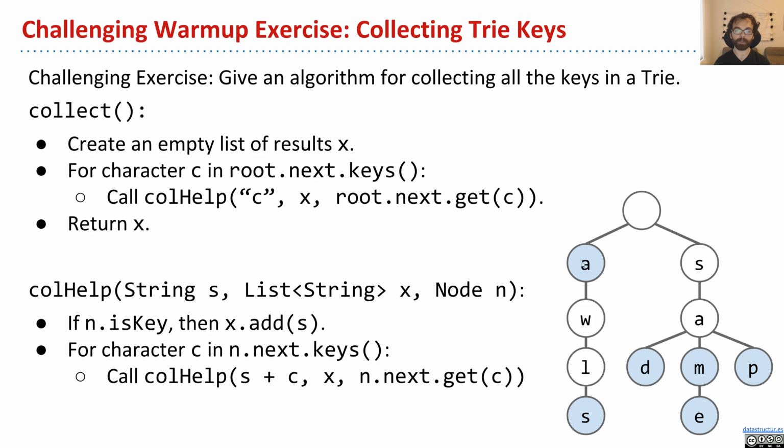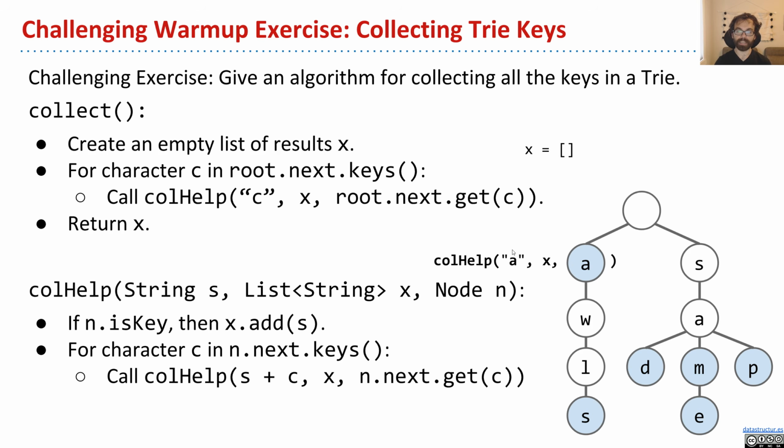And then for every character coming off of the current node, we're just going to call collect help, same basic pattern as before, except that now we're going to add that character to the end of the string we currently are building. So for example, when we first start, we're going to call collect help on the letter A. We pass a pointer to this results list x, and then we are going to pass this node as the third argument. So that's why I'm showing it here. So this node for A is the third argument.